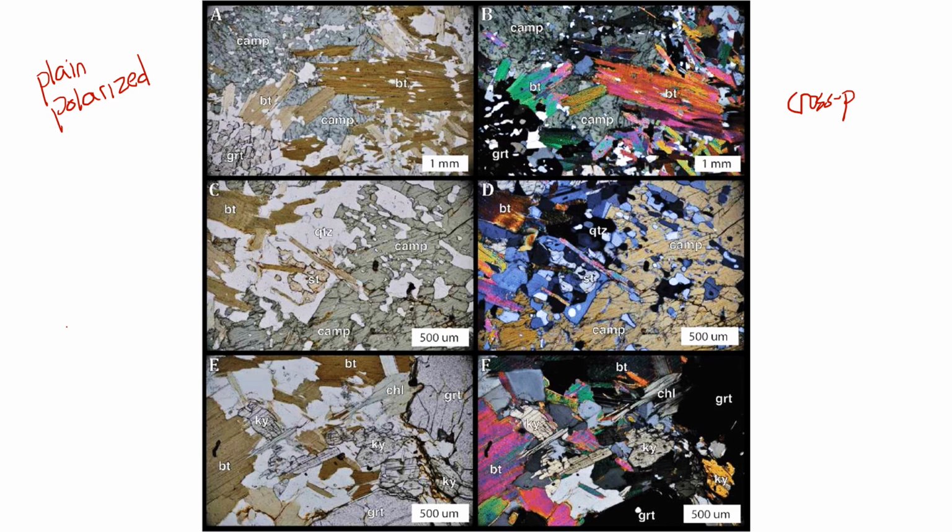So the light is going through two polarizers oriented 90 degrees from one another. Now I suddenly see these vibrant, beautiful colors, and these are really gorgeous to look at, okay? The thing I want to remind you is these are not real, right? If you pick up the rock, you're not going to see this. This is only an artifact of the petrographic microscope.